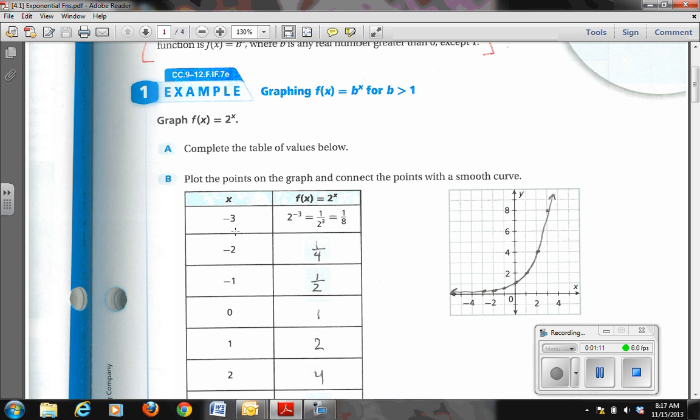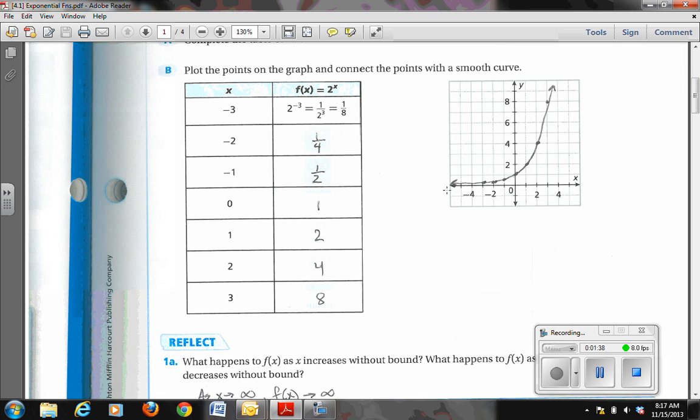So again, if I plug in 2 to the negative third power, a negative exponent means it's dropping it to the denominator. So that really would be 1 over 2 cubed, and 1 over 2 cubed is 1/8. I could do the same thing with negative 2. So 2 raised to the negative 2 power would be 1 over 2 to the positive 2 power, or 1/4. And then continue on filling in your chart and plot your points.